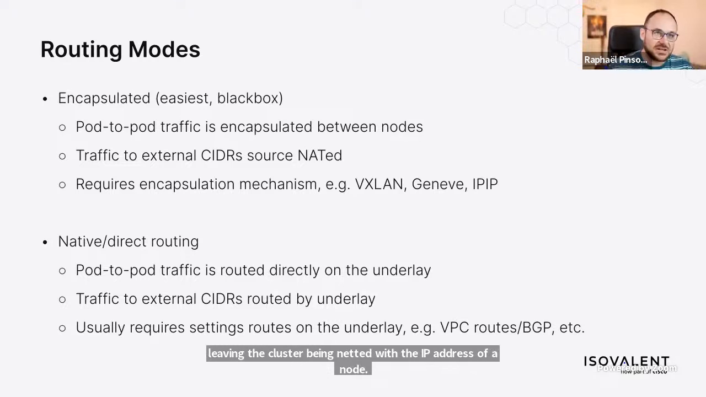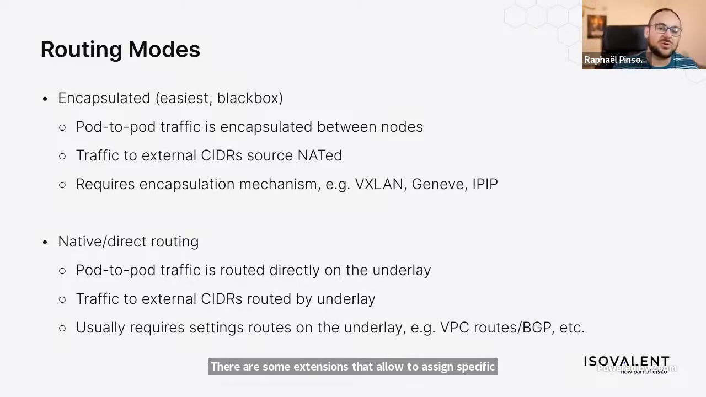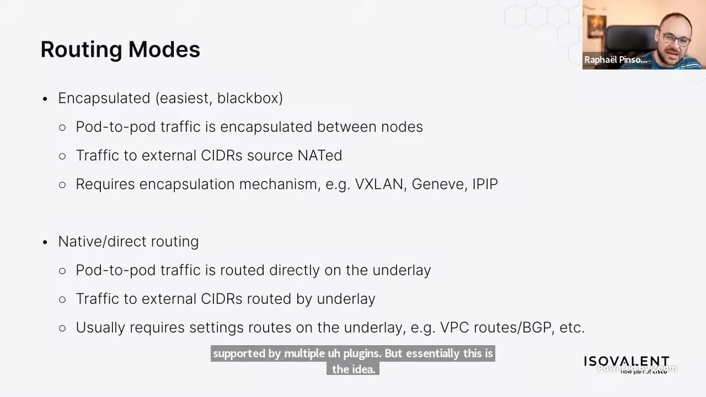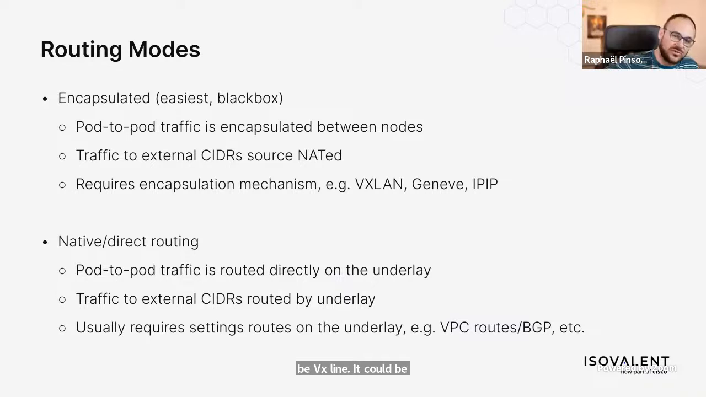There are some extensions that allow assigning specific IP addresses, such as Egress gateway, that is supported by multiple plugins, but essentially this is the idea. And it requires an encapsulation mechanism. That could be VXLAN, it could be Geneve, it could be IP-IP. So Cilium typically supports VXLAN and Geneve, while Calico supports VXLAN and IP-IP, for example.